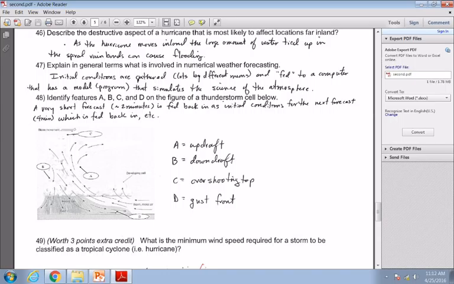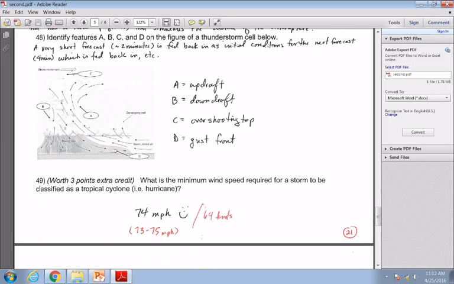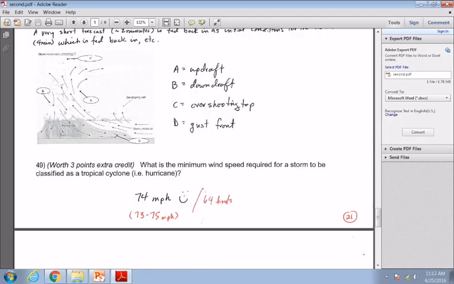And then we have 3 extra credit points. There are several of you, I don't want to embarrass anybody, but several of you put this as your question from the video we watched. How fast do the winds need to be going in order for a weather system to be called a tropical cyclone or hurricane? And I actually would take anywhere between 73 to 75 miles per hour.